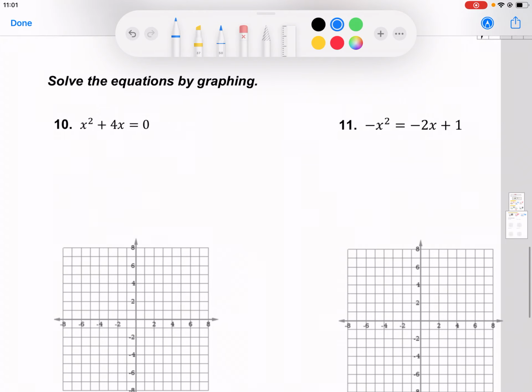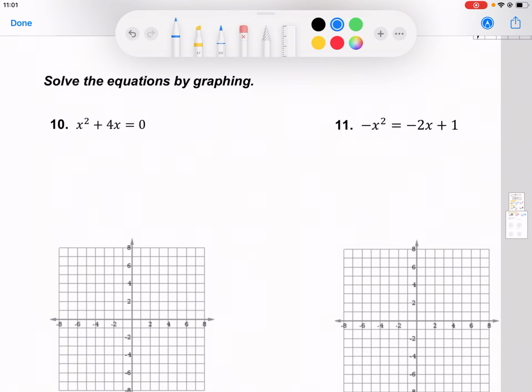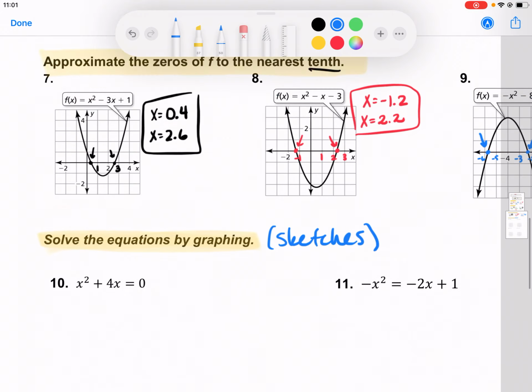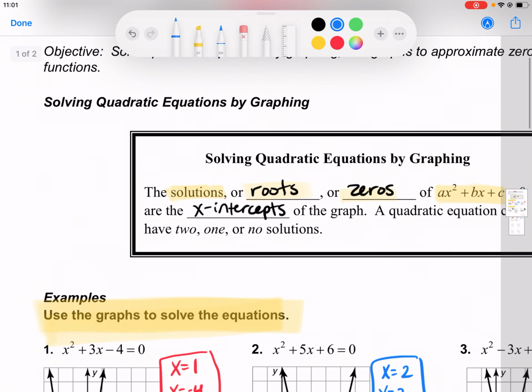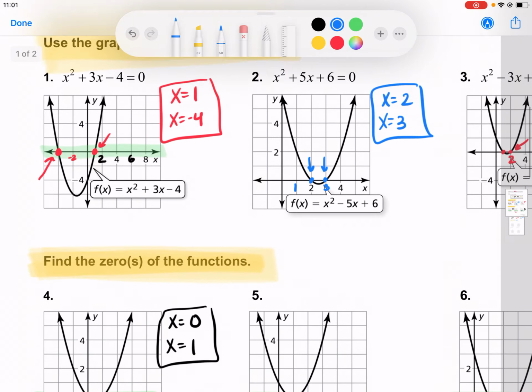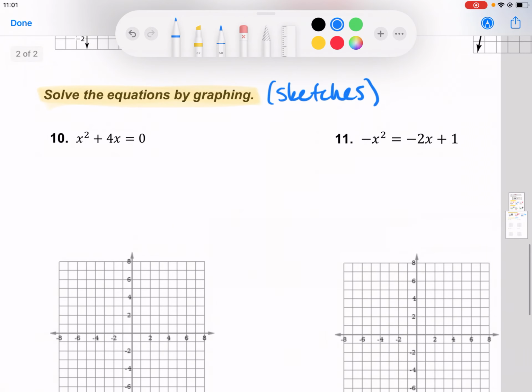All right, so let's do the last little section. So this will be our last video, and this time they don't give you the graphs, and you're gonna have to solve. So we're actually only gonna do sketches of graphs. These are not gonna be exact graphs. So just take note, we're gonna go ahead and do a sketch. And the key thing we're gonna find are the x-intercepts, because remember, our solutions are the x-intercepts. So we're gonna find x-intercepts first.